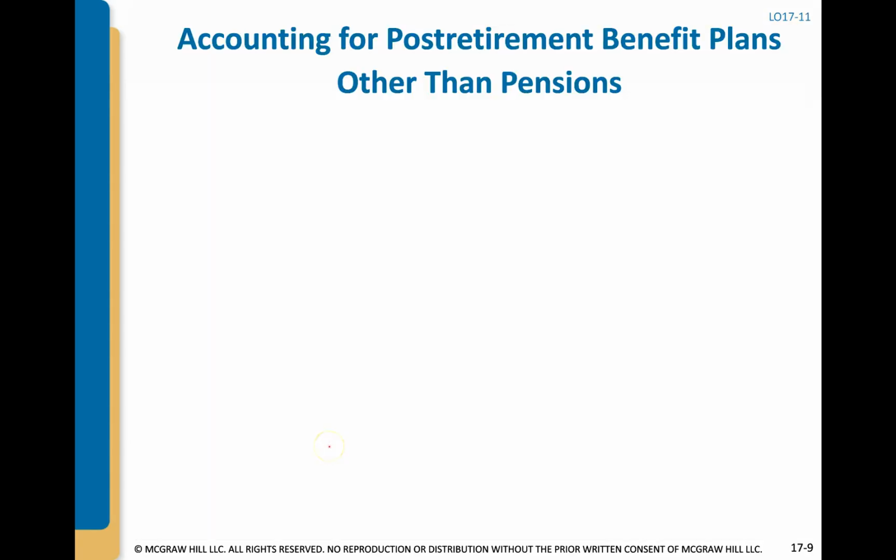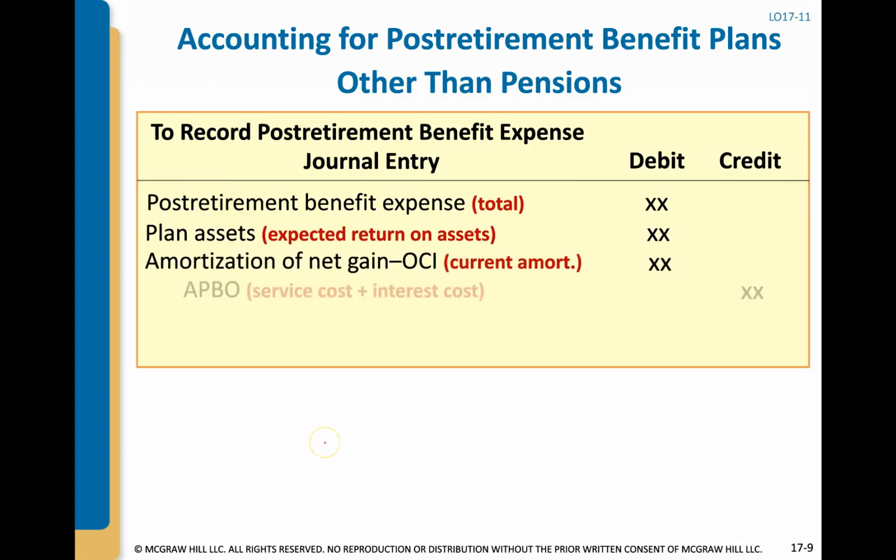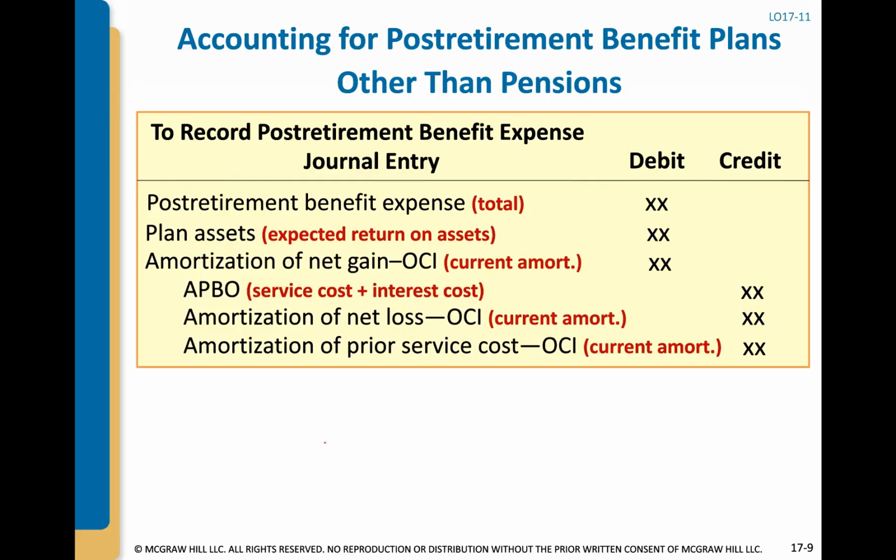Okay. I'm not going to go through an example, but if you're familiar with pension accounting, the post-retirement benefit accounting is similar in terms of how we account for items. We have a post-retirement benefit expense. So think of this as similar to the pension expense. And when we have service costs, we debit that expense.